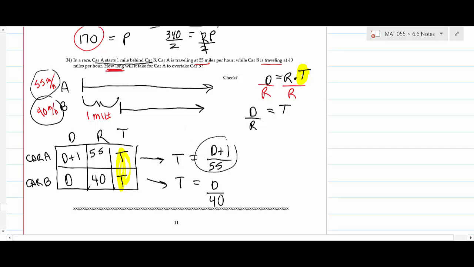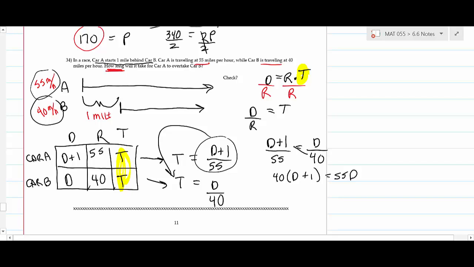So what you can do is plug that in and you'll get the equation D plus 1 over 55 is equal to D over 40. Then you can cross multiply, and when we solve for D, we're going to have the distance of car B. So cross multiply: 40 times D plus 1 is equal to 55D.